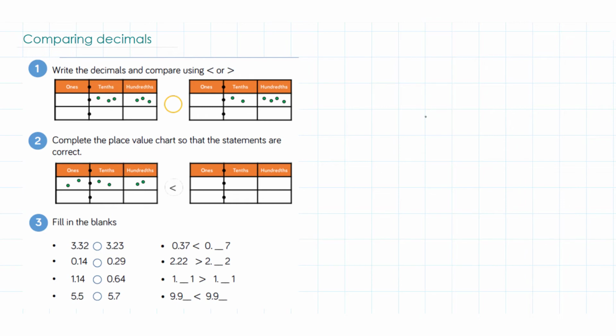Now it's over to you to work through some questions on your own. Number 1, write the decimals, so write the digits in the tables first and then compare using the correct symbol. Number 2, complete the place value chart so that the statements are correct. You must make it correct. There are lots of correct answers. And number 3, fill in the blanks. So sometimes it's the symbol, greater than, less than. Sometimes it's a digit. And for many of these, there's more than one correct answer.